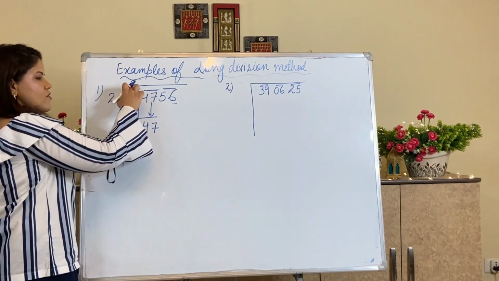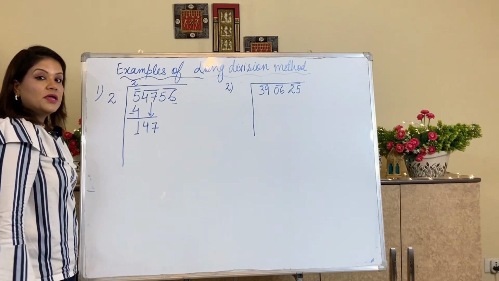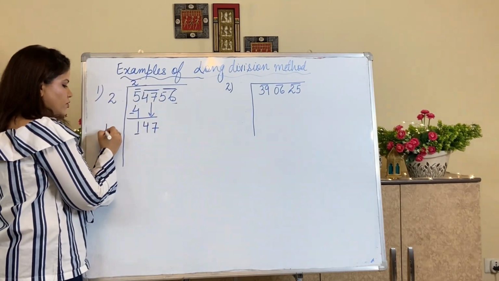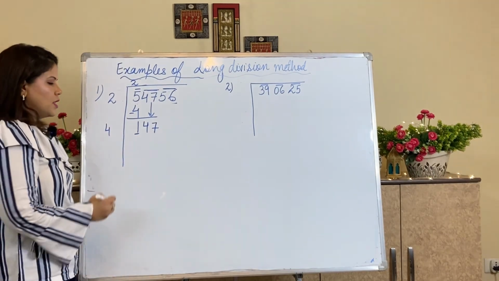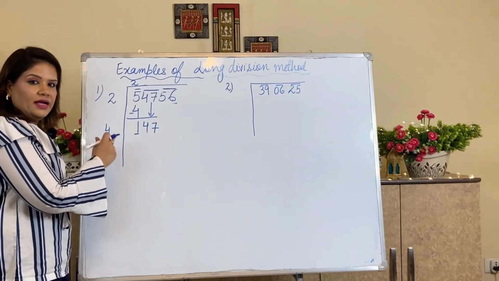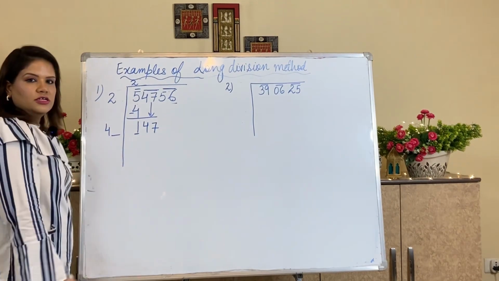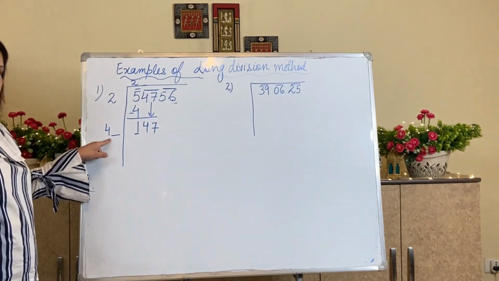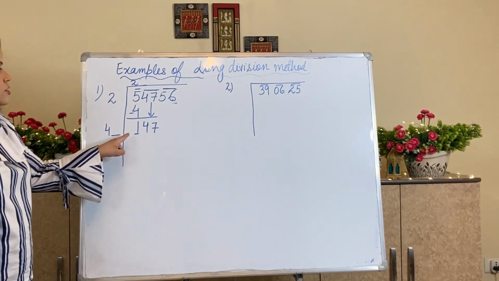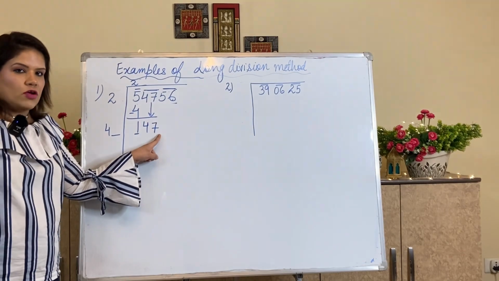Now I will double my previous quotient, and 2 is the quotient. I will double it. I will get 4. Then I told you to put a blank towards the right and look for the digit which is possible by multiplying it with here, we get the number less than 147.